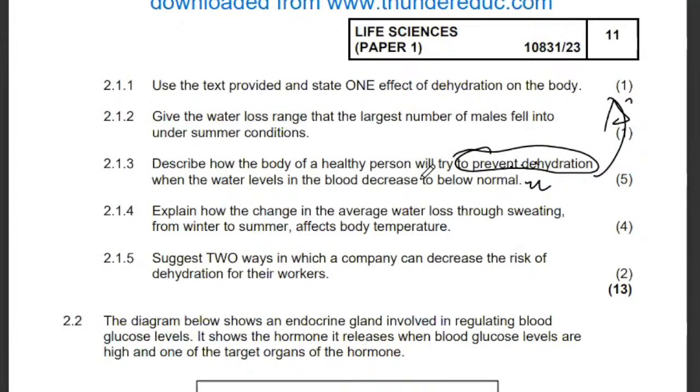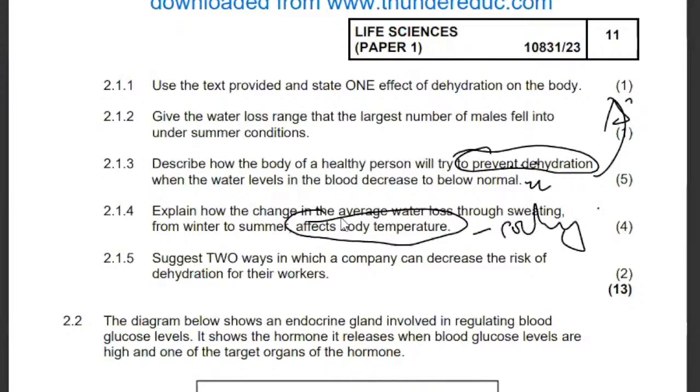Not thermoregulation, osmoregulation. Then the next question asks you to explain how the change in the average water loss through sweating from winter to summer affects the body temperature. So how do you explain this? Basically, this water loss will bring about the normal functioning of the body by cooling the body.